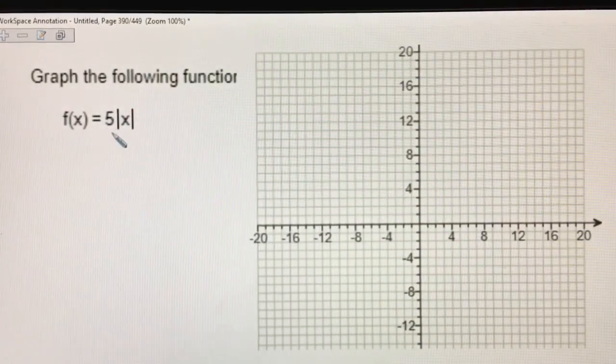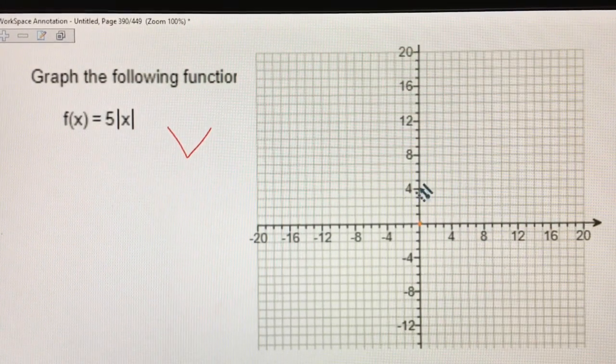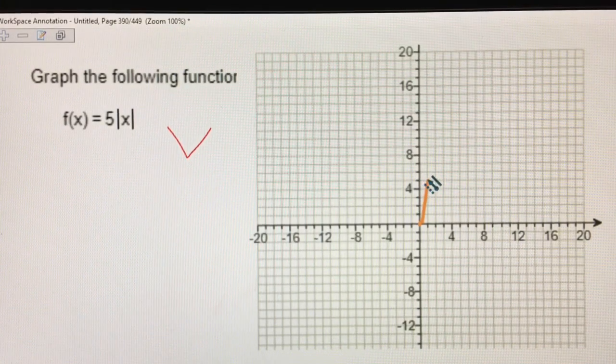I want to graph y equals absolute value of 5x. Absolute value is a V. I begin at 0, 0, and then I'm going to go up 5 over 1. Up 5 over 1. And that's going to give me this very narrow graph. Go back, up 5 over 1, and that's a narrow absolute value function.